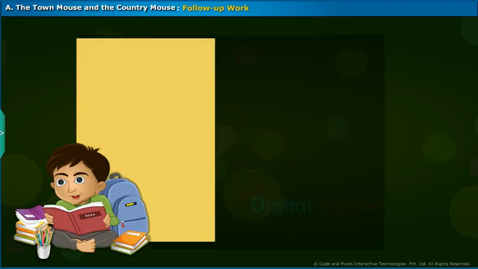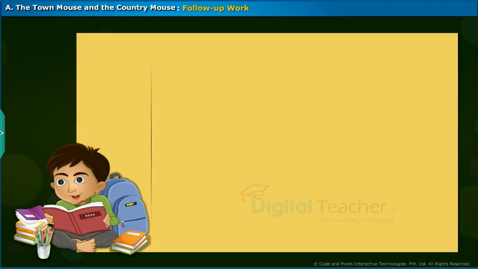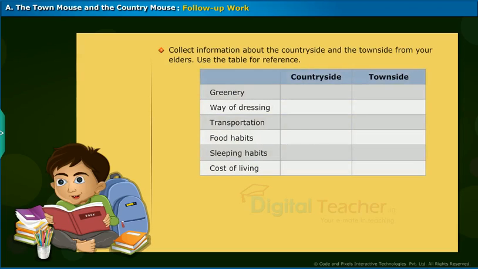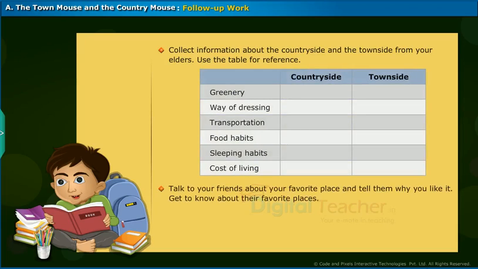Follow-up work. Take up the following activities. Collect information about the countryside and the townside from your elders. Use the table for reference. Talk to your friends about your favorite place and tell them why you like it. Get to know about their favorite places.